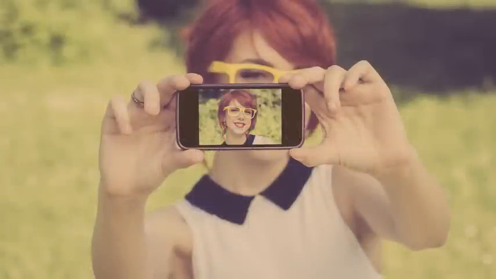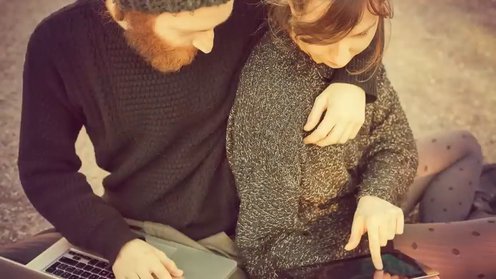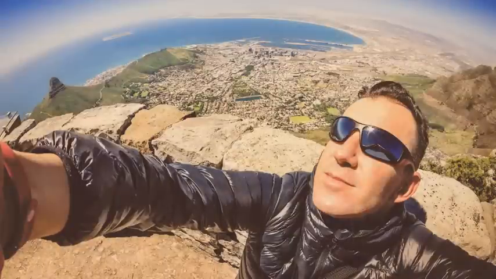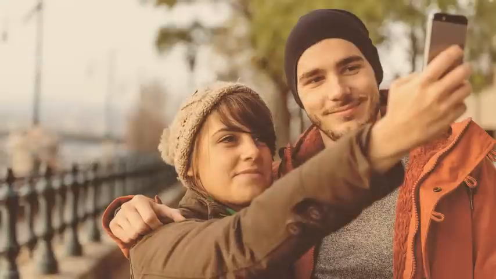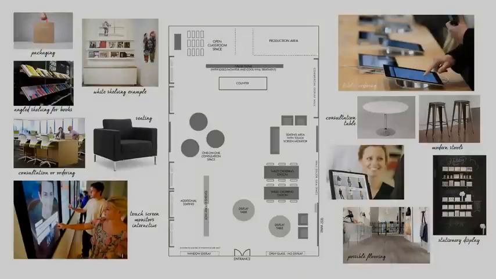Thanks to mobile technology, picture taking is now embedded in daily life and has become a social pastime for people of all ages. The business opportunities surrounding us are limitless, but have been mostly undefined. Until now. Launching at IPIC 2015, the Vision Project is a revolutionary new business model designed to change the way consumers use photography and how they think of photo retail.